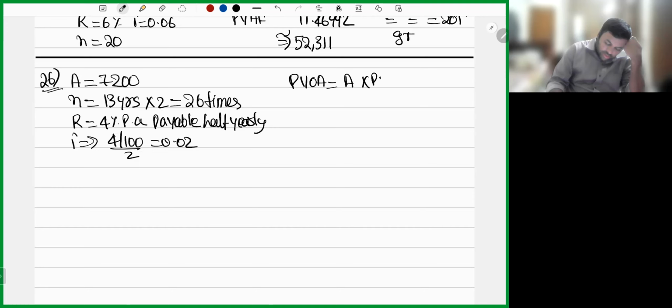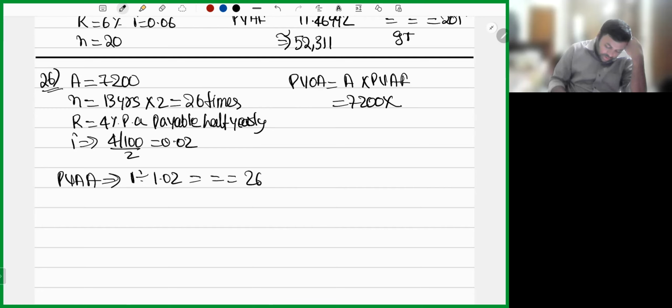So present value of the ordinary annuity, how will you calculate? A into the present value annuity factor. So 7,200 into, what will be the present value annuity factor? 1 divided by 1.02, equal to symbol, 26 times, grand total. Let's do it. 1 divided by 1.02, equal to symbol, 26 times. 1, 2, 3, 4, 5, 6, 7, 8, 9, 10, 11, 12, 13, 14, 15, 16, 17, 18, 19, 20, 21, 22, 23, 24, 25, 26. Grand total. I hope you got 20.12.